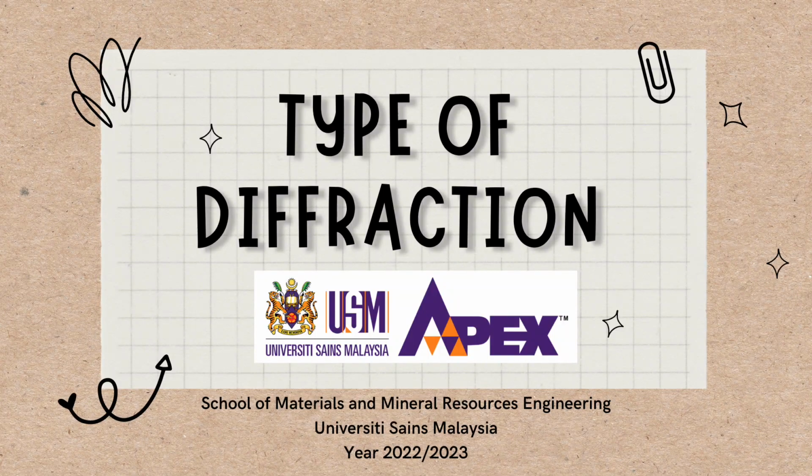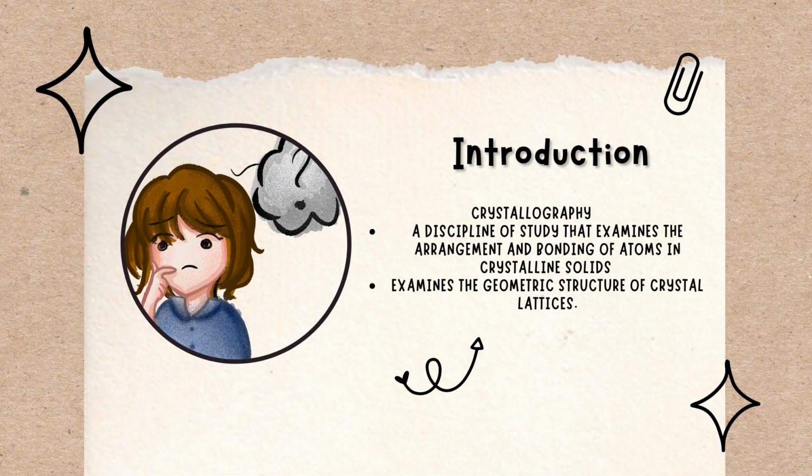Today we are going to learn about types of diffraction. Crystallography is a discipline of study that examines the geometric structure of crystal lattices as well as the arrangement and bonding of atoms in crystalline materials. In the past, the optical characteristics of crystals were useful for identifying compounds in chemistry and mining.